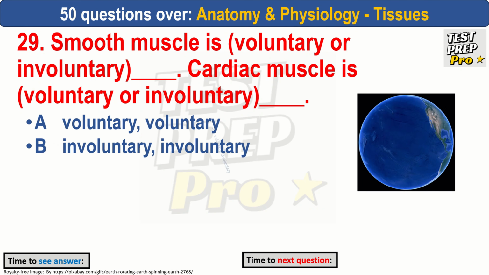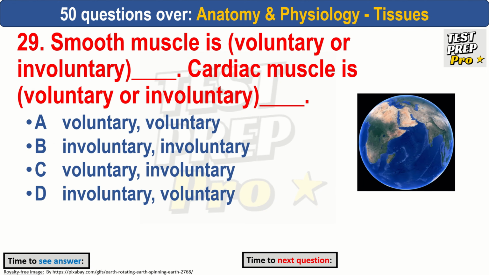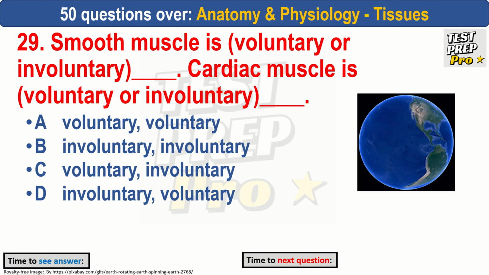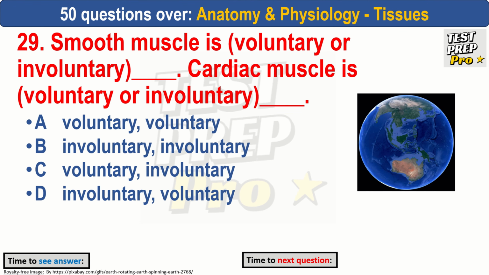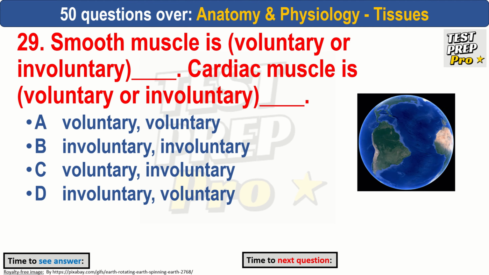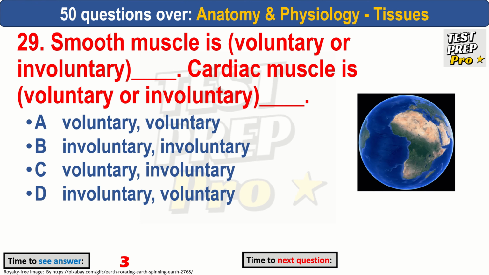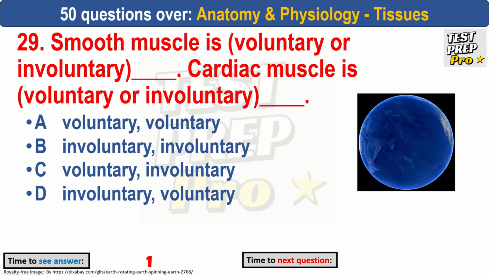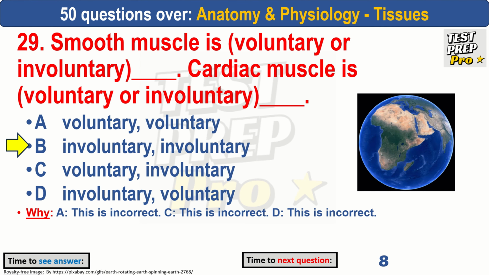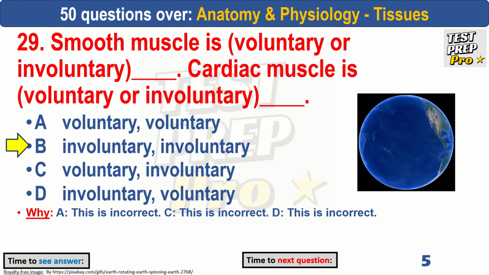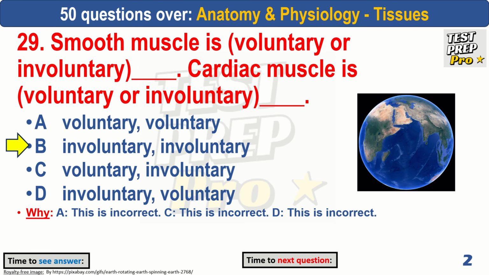Smooth muscle is voluntary or involuntary. And the second part of the question, cardiac muscle is voluntary or involuntary. Is the answer A, voluntary, voluntary, B, involuntary, involuntary, C, voluntary, involuntary, or D, involuntary, voluntary? The answer is B, they're both involuntary. So you can't choose to make smooth muscle of your body contract or the cardiac muscle to contract either.